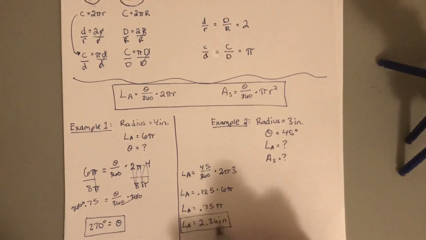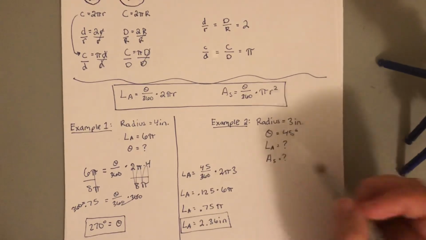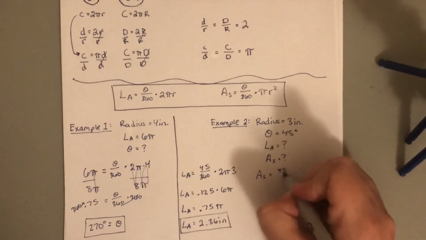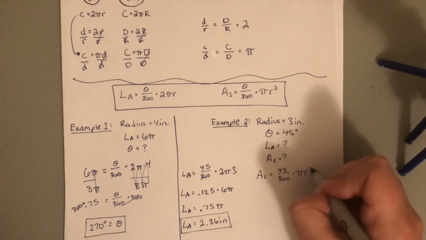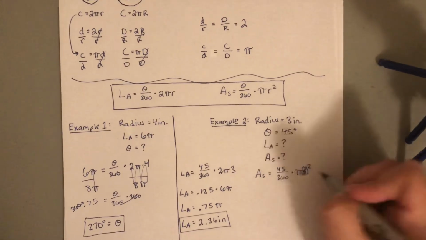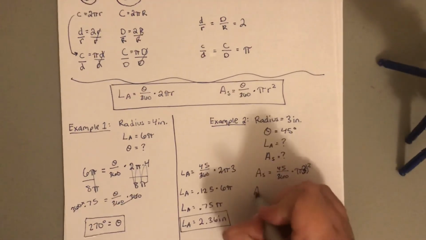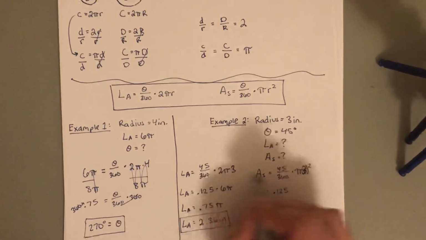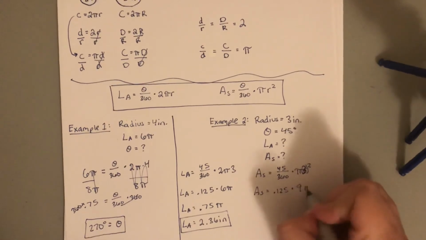So if the length of the arc is 2.36, I can use that same information and plug it into this equation to get the area of the sector. So the area of the sector is going to be 45 over 360 times pi r squared, where r is 3. I should have just written 3 right there. That's a 3 squared, in case you're wondering. So that means that the area of the sector, I already figured out that that's going to be 0.125 because it's the same in the other equation, times 3 squared is 9 pi.